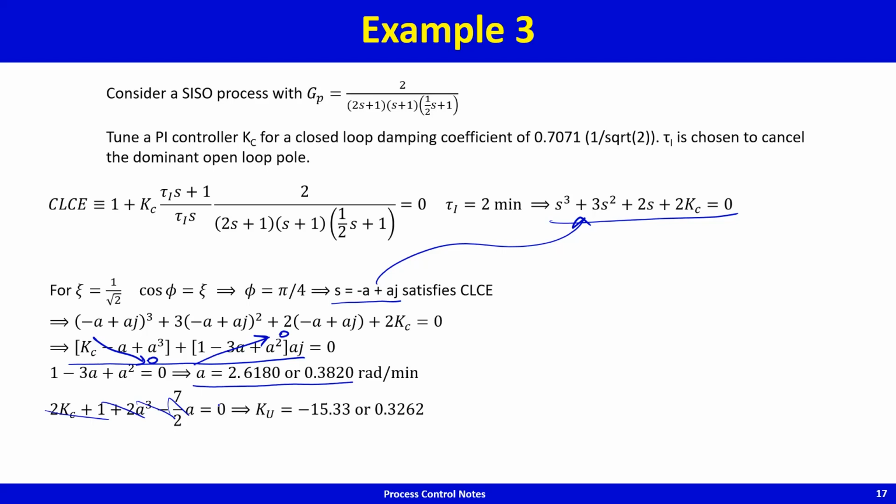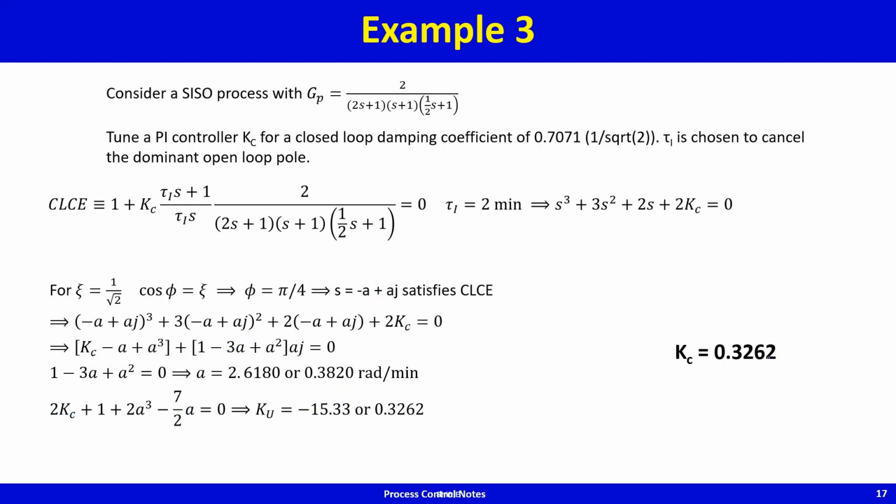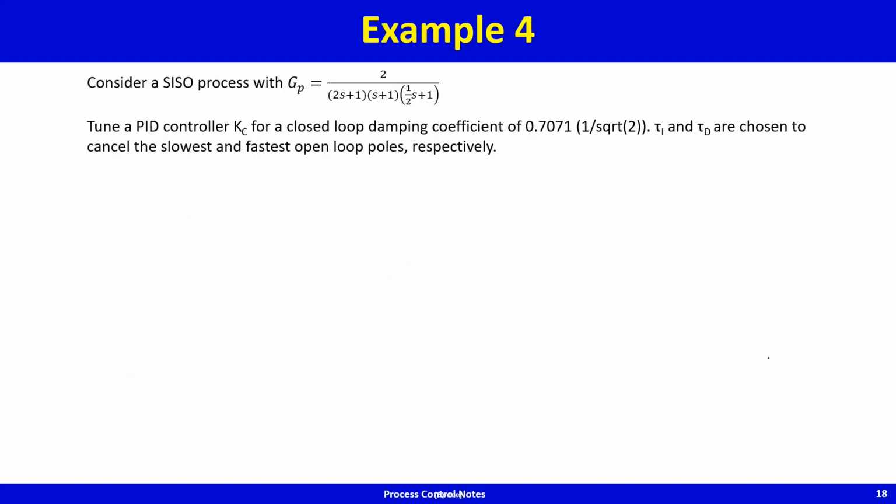Kc, and Kc turns out to be this or that. This one is rejected because we want negative feedback, not positive feedback. So this is the Kc. So Kc equal to 0.3262. Notice that this is less than the Kc that I got for proportional control. Now we go to example 4.